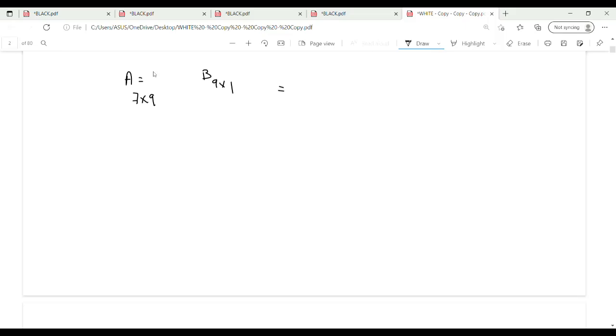So the resultant matrix will be AB, and it will have an order of 7 cross 1. Okay, let me give you another example. Let's say we have a matrix 2 cross 3 and we have a matrix 2 cross 3. The resultant AB matrix will have order 2 cross 3.